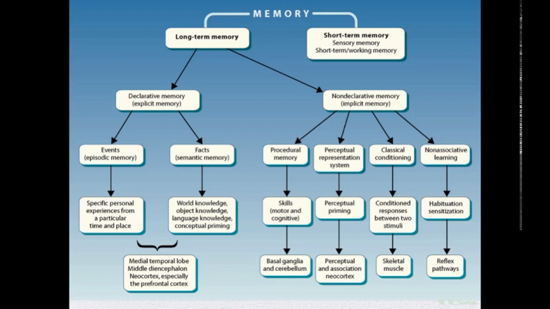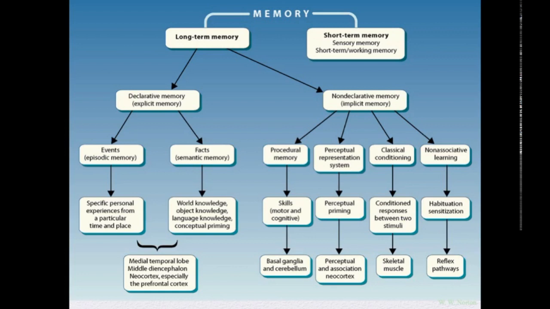Then we have perceptual representation system, which is priming. Okay, how do we get primed? Can patients who suffer from amnesia get primed for something? Yes, research has shown that they can get primed for something. We have then classical conditioning, which is the relationship between two stimuli, and we have non-associative learning, which is through habituation and sensitization.